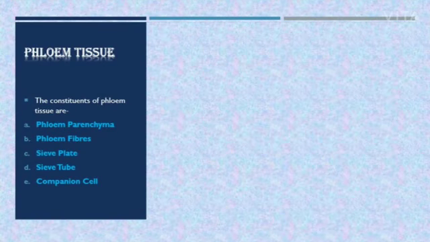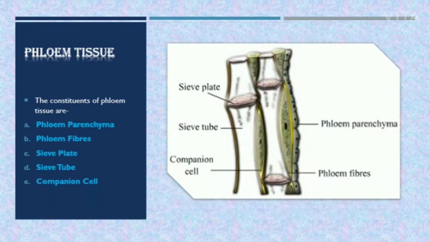Next is the structure of phloem tissue. The phloem tissue contains phloem parenchyma, phloem fibers, sieve plate, sieve tube and companion cell.